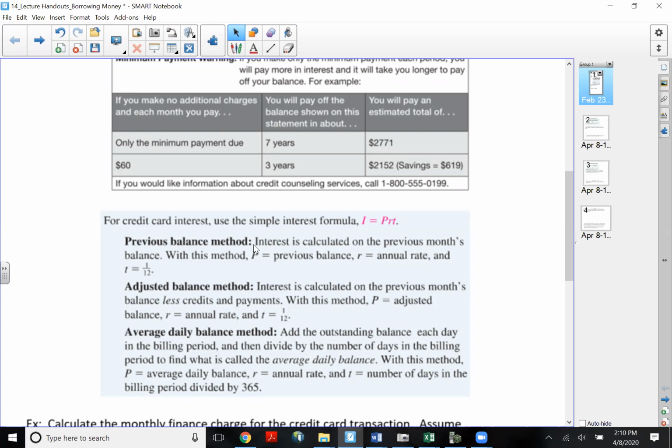So the previous balance method simply means the principal P comes from the previous month's balance. R is your annual rate. Your time is actually in years, but since we only pay credit card once a month, we convert 1 month out of 12 months in a year. So this 1/12 is automatically converted into years.